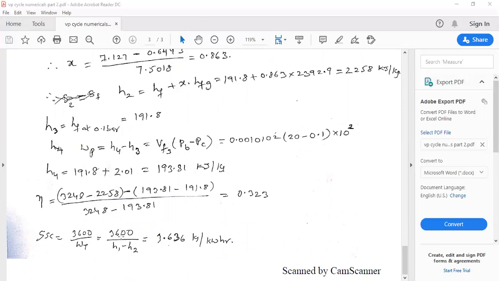And then we have to find the specific steam consumption, which is given by 3600 divided by turbine work. Because the turbine work is per second, and for per hour we take 3600 seconds. So 3600 divided by WT. What is WT? H1 minus H2. So we will get 3.636 kg per kilowatt hour.